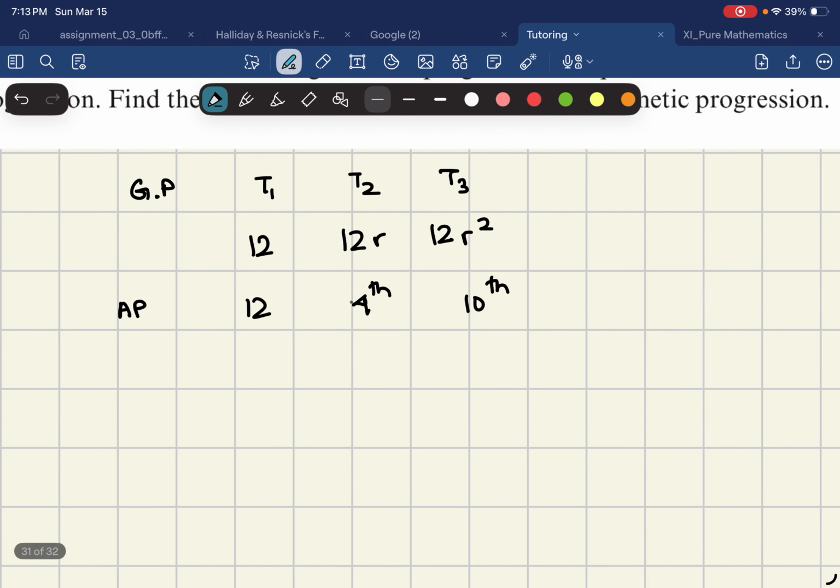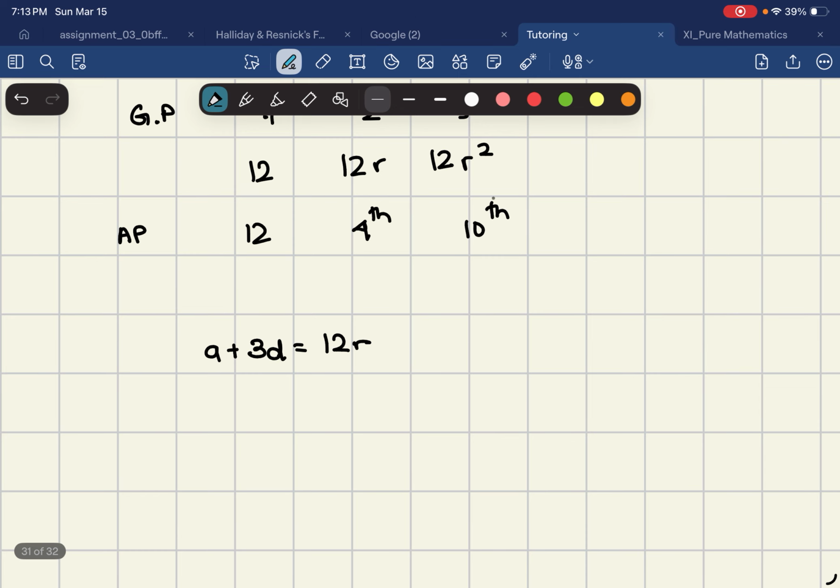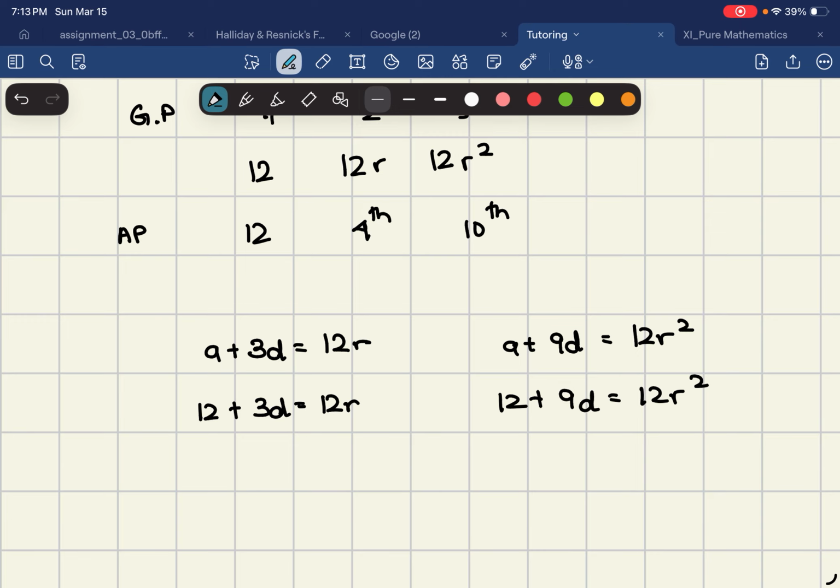All right. So how would we represent the fourth term? Well, that would be a plus n minus 1. So 4 minus 1 is 3d. And that is equal to 12r. And similarly, how would we represent the 10th term in the arithmetic sequence? That would be a plus 9d. And that is equal to 12r squared. All right. Now I know the value of a. That is just 12. So 12 plus 3d is equal to 12r. And 12 plus 9d is equal to 12r squared.